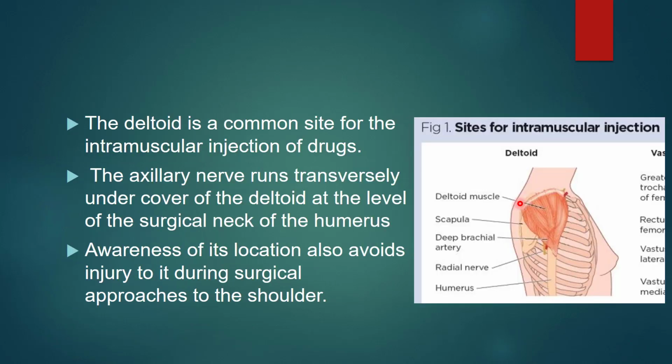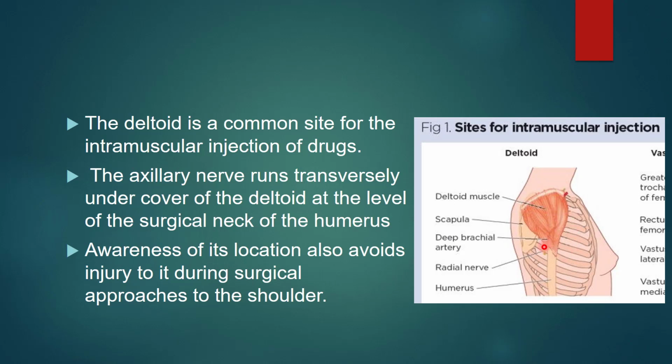The deltoid is the common site for the intramuscular injection of drugs. You should know this. In the exam, they will ask you what is the muscle in which intramuscular injection is given. So deltoid is a common muscle of the arm in which the intramuscular injection of drugs is given.